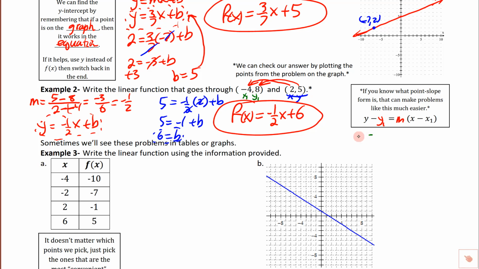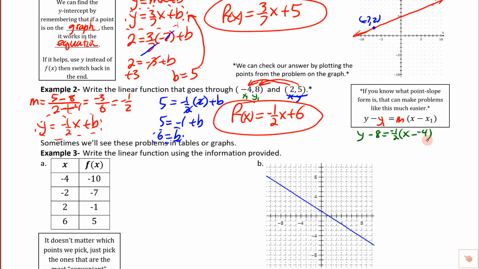Now again, the minus is part of the formula, so we're going to write down y1 is 8. And then the slope is -1/2. We found that right here, so -1/2. And then x minus x1. So x minus, and then x1 is -4.